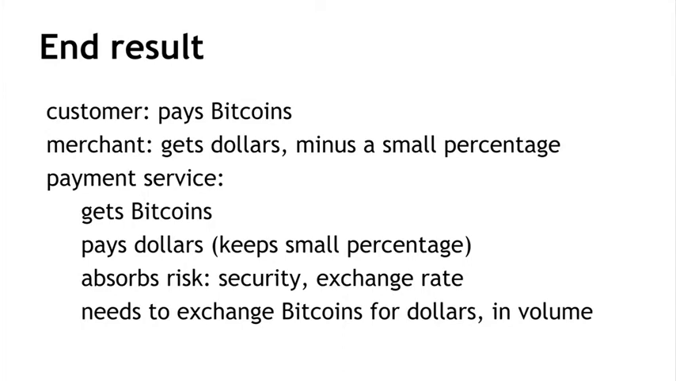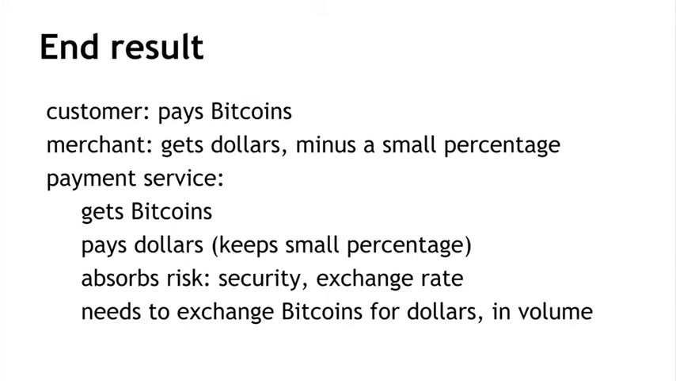Okay, so the end result of this whole process is the following: that the customer pays Bitcoins, some number of Bitcoins, that the merchant gets dollars. That's what the merchant wanted. They wanted to sell that item for a particular number of dollars, or whatever their local fiat currency is. The merchant gets the number of dollars they asked for, minus a small percentage. The payment service is going to take a small percentage as a fee, maybe a couple of percent. And the payment service does everything else.